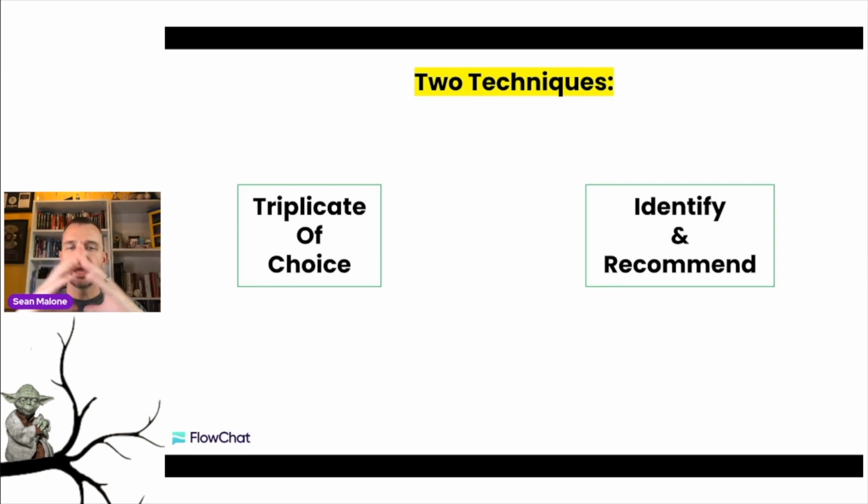There's two techniques, okay? So the two techniques are the triplicate of choice, and then the other one is called identify and recommend. Now, both work. Both are very effective. I've used both techniques, and so I'm going to share what the techniques are.